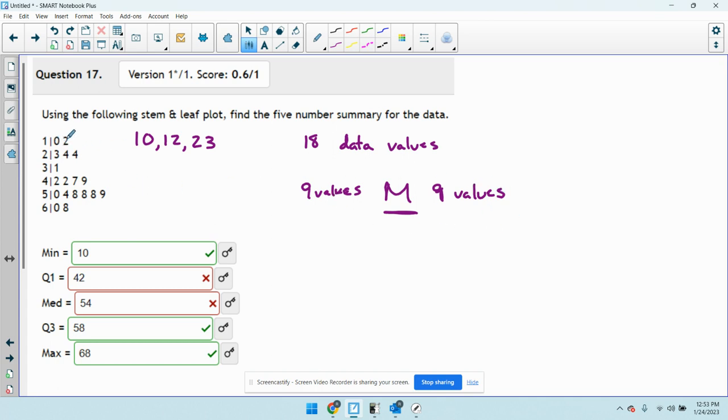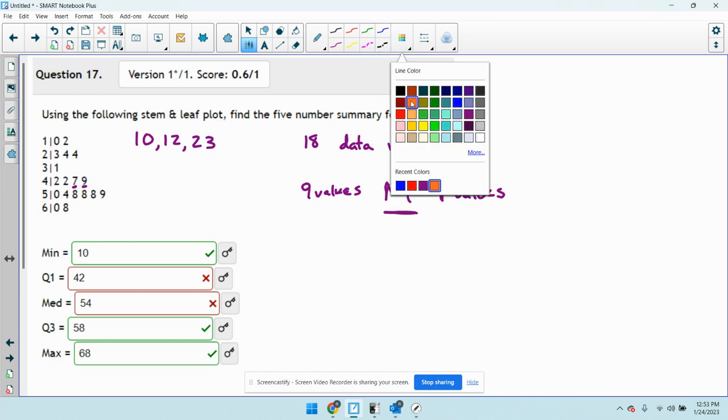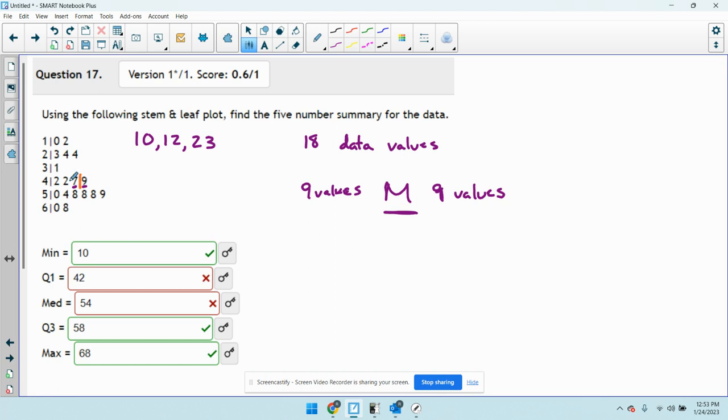So if I count up 9, 1, 2, 3, 4, 5, 6, 7, 8, 9, 47 is the 9th value. 49 is the 10th value. So my median is going to be between those two numbers. I have 9 things in front and I have 9 things behind that orange line. So whatever that orange line is going to be my median. So when it's between two values, I take the average of those two values. So it's going to be the average of 47 and 49, which is going to give me 48. So my median is going to be 48.